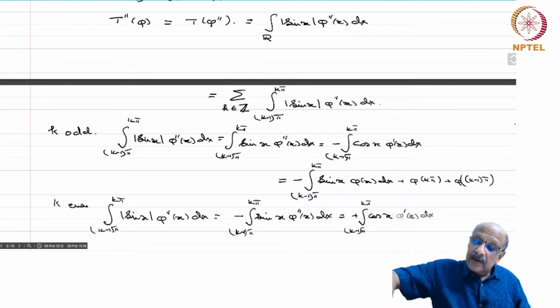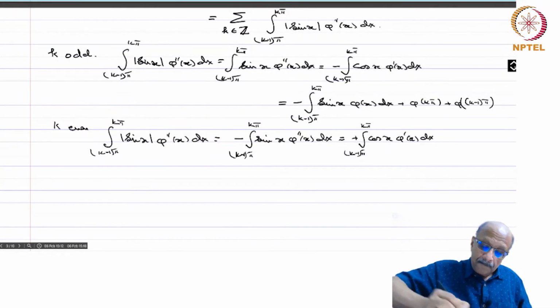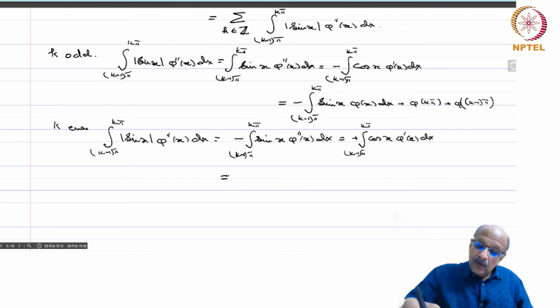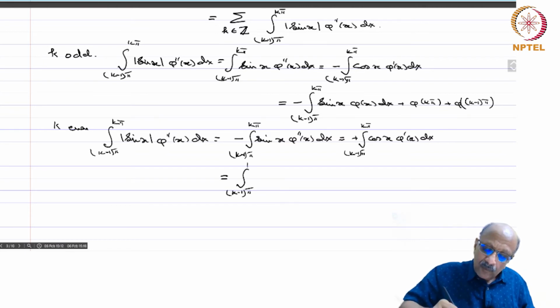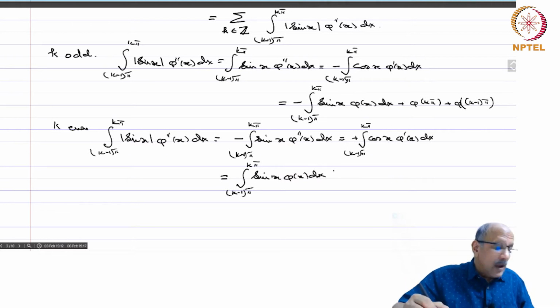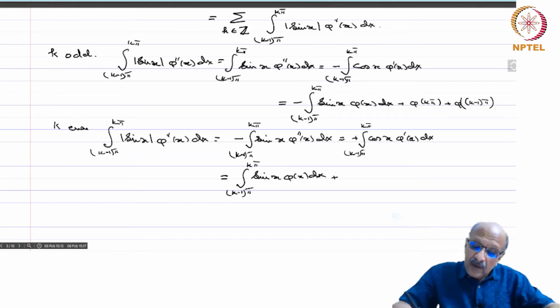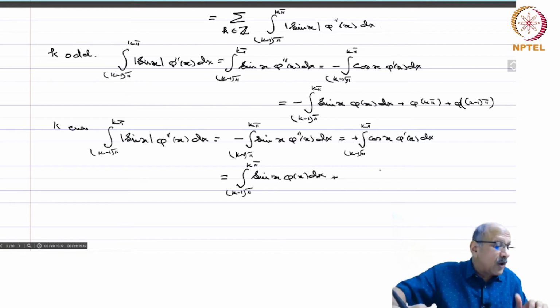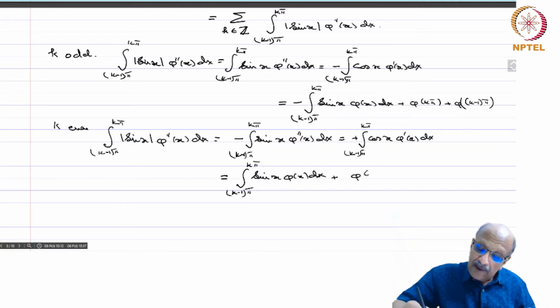And now you again integrate this by parts. You will get, so cos x, the derivative will be minus sin x, but then there is a minus sign coming from the integration by parts, so this will be the integral from k minus 1 pi to k pi of sin x phi of x dx, again plus. So you have cos x at an even pi and an odd pi. At even pi cosine is 1, and at odd pi it is minus 1, and then you are subtracting, so again it becomes plus, and therefore you get phi of k pi plus phi of k minus 1 pi.